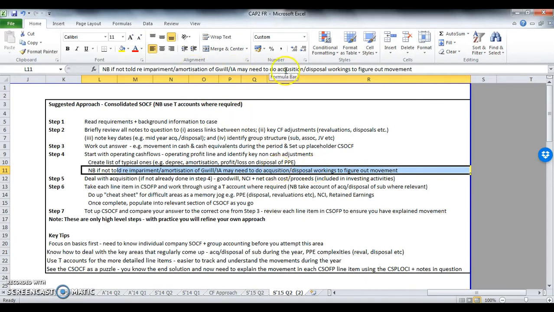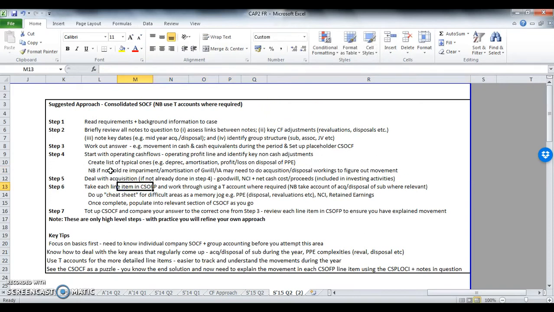calculation on your acquisition or disposal of a subsidiary to figure out if there's any impairment to slot into the non-cash adjustments. So you may have to go a step ahead to figure out the non-cash adjustments, such as depreciation and amortization, if you're not told. However, we're told directly in this question, but just be on alert. If you're not told, you may have to figure it out yourself. Then deal with any acquisition or disposal during the period. Typically in a consolidated question, you will have one during the period.